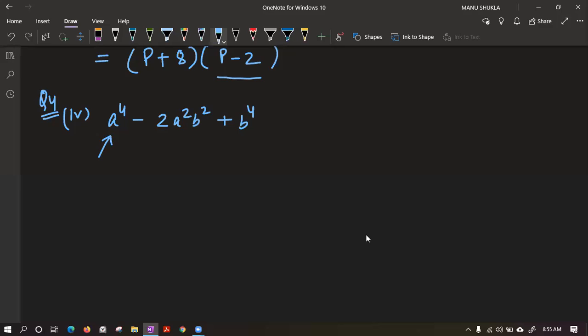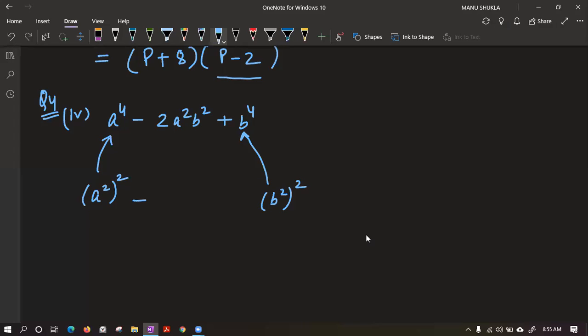Rudra, please tell, this a power 4 came from what? This thing we can do in our mind also, but here I'm just showing you, this came from a square whole square. Similarly, we can say this b power 4 came from what? b square whole square. Now we have to check for the middle term.